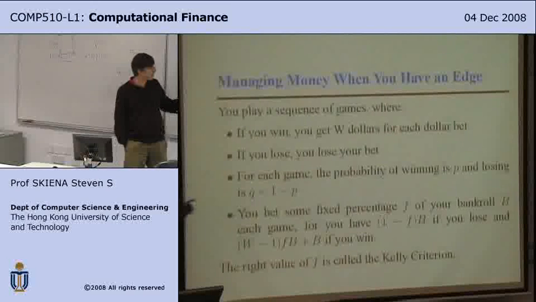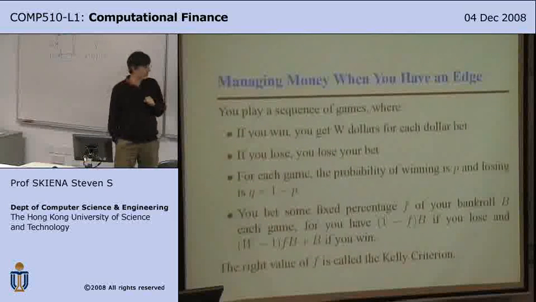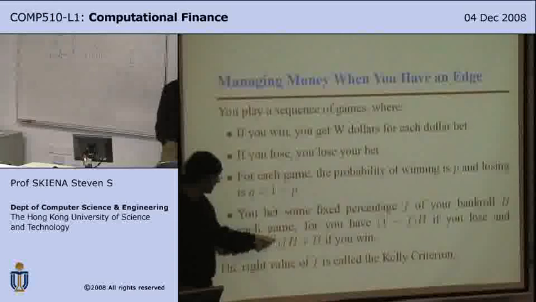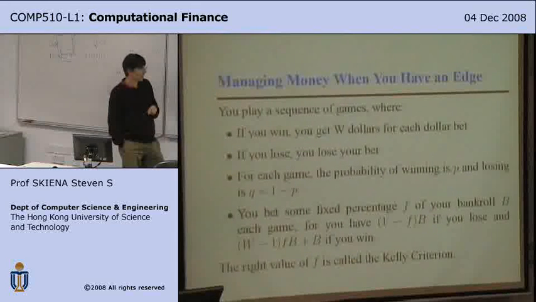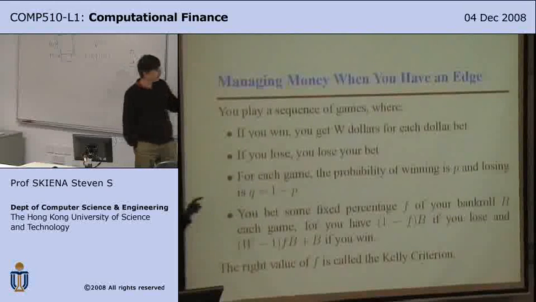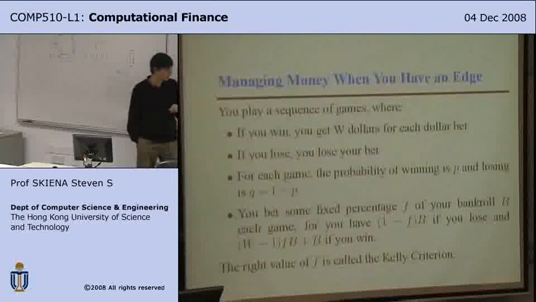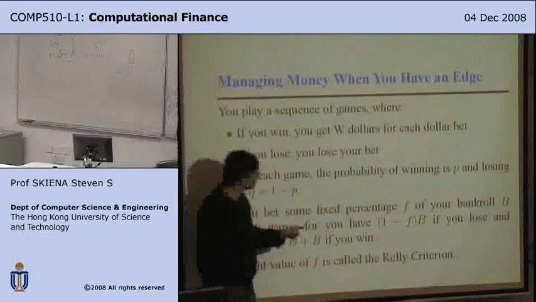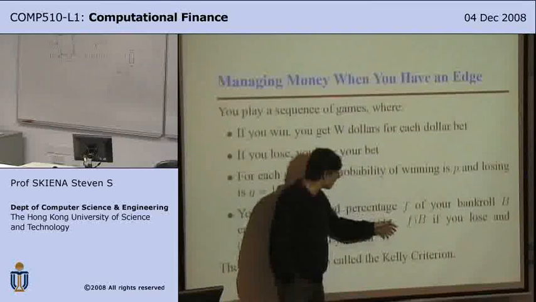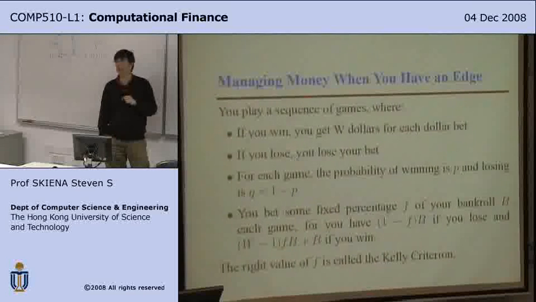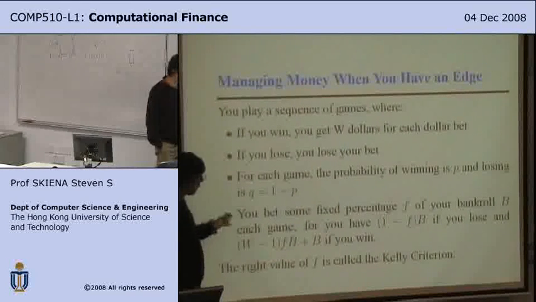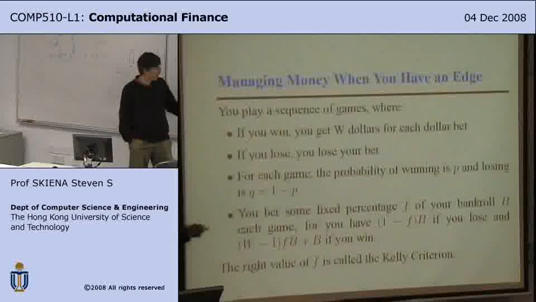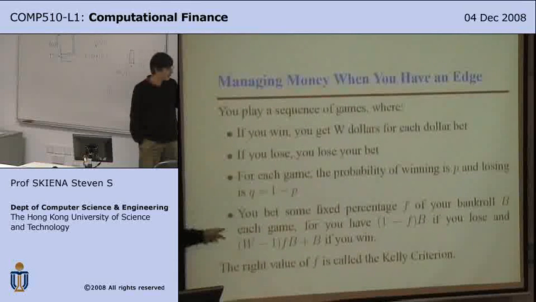The claim is that the right way to parameterize that is some fraction F, such that you bet F percent of your bankroll, or F times B, on the investment. If so, what happens? If you bet a fraction F of your bankroll, there are two possibilities. If you lost, you still have 1 minus F percent of your bankroll, because you only bet F times B. If, on the other hand, you won, you won W minus $1 per bet on that F times B.